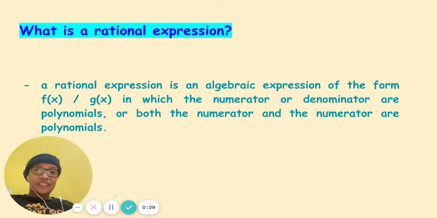Okay, what is a rational expression? A rational expression is an algebraic expression of the form f of x over g of x, in which the numerator and denominator are polynomials. So, you already know what polynomials are po. I have already discussed what a polynomial is. Or both the numerator and the denominator are polynomials. So, it can be either numerator or denominator.